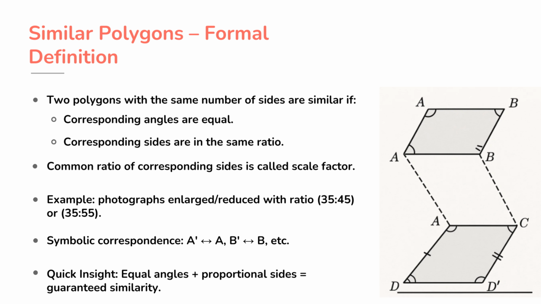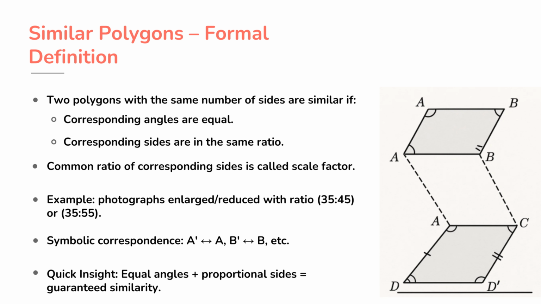Condition 2. Their corresponding sides are in the same ratio. For instance, side AB divided by side PQ equals side BC divided by side QR equals side CD divided by side RS equals side DA divided by side SP. This constant ratio of corresponding sides is called the scale factor.